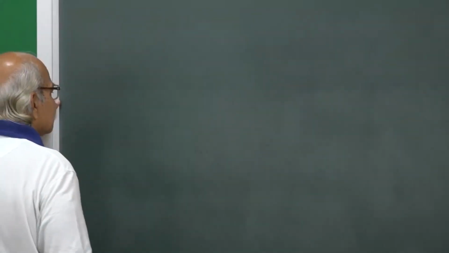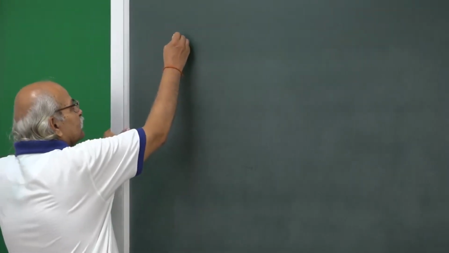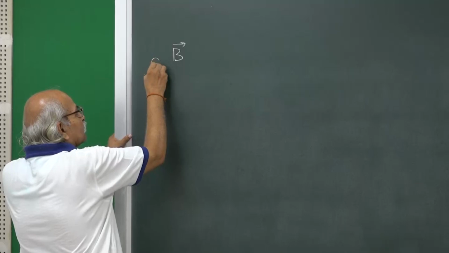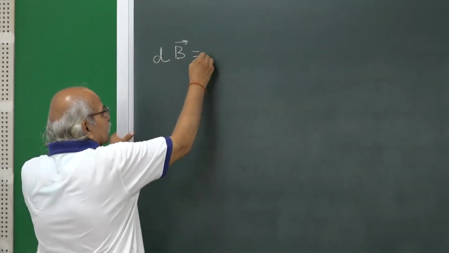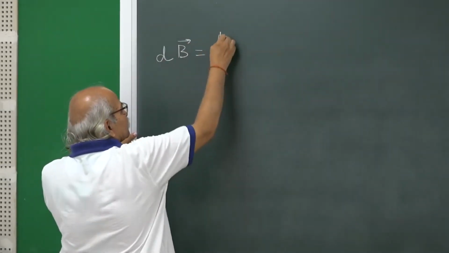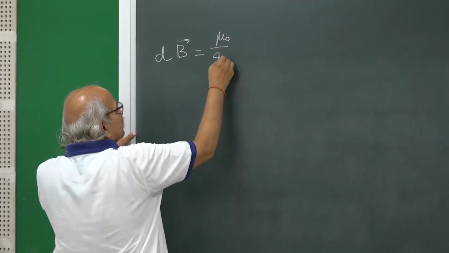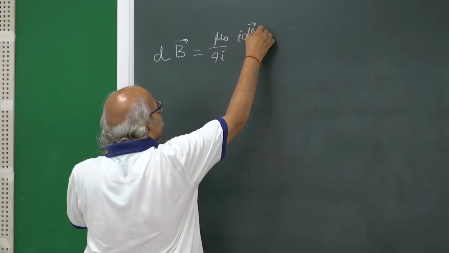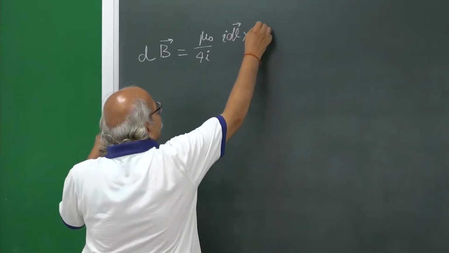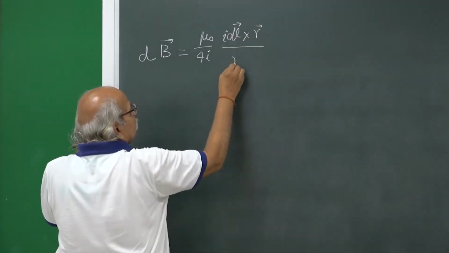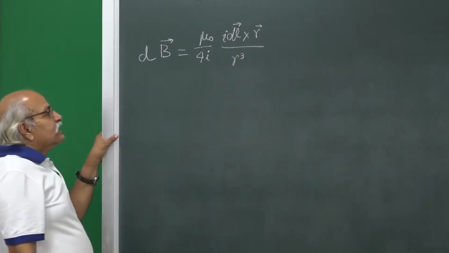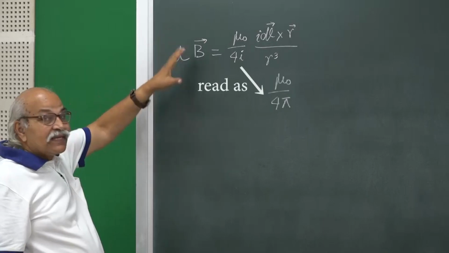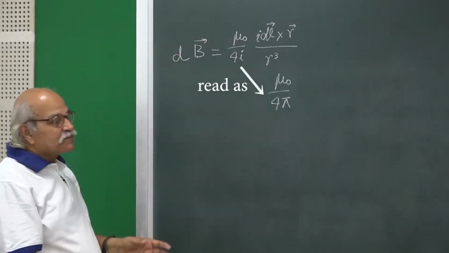From Biot-Savart law, we understand that the magnetic field B, because of a line current, is mu naught by 4 pi, then current I dl, this is the current element, and then cross r over r cube, and then we integrate under proper limits to get the magnetic field of a given current distribution.